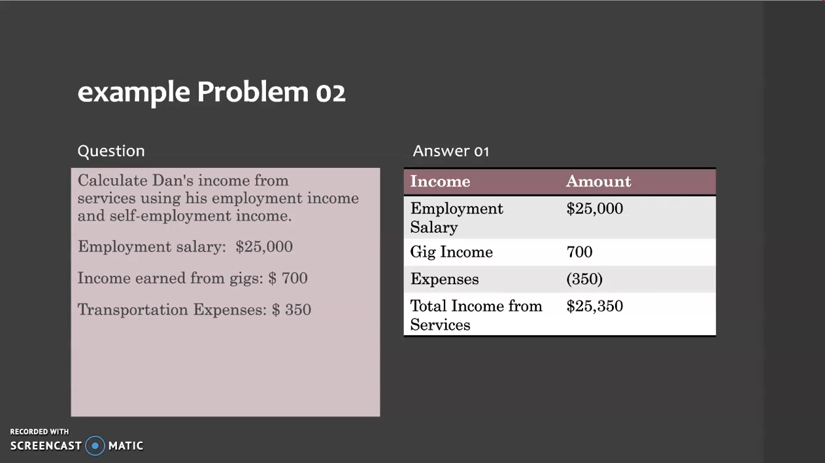So let's look at an example problem. Calculate Dan's income from services using his employment income and self-employment income. His employment salary is $25,000. The income he earned from his side gigs is $700, and his transportation expenses amounted to $350. So to calculate his total income from services, we add together his employment salary and his gig income, and deduct his transportation expenses to get to $25,350.